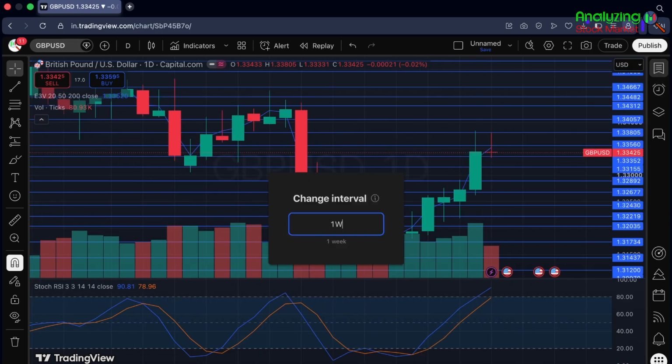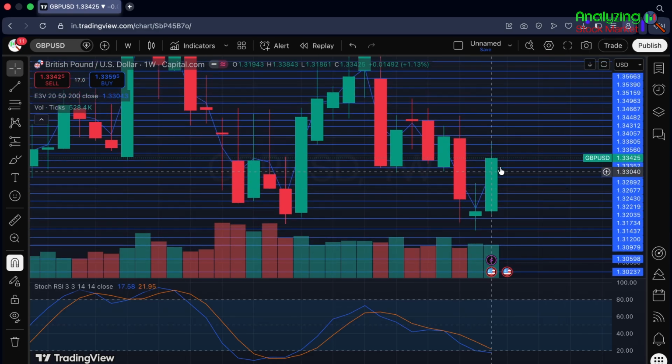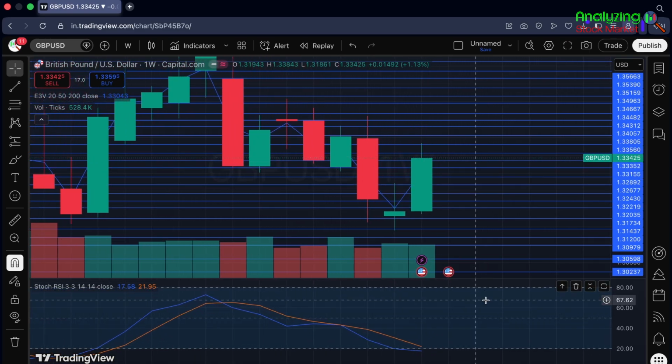So let's check the weekly chart first. Here, this is a weekly chart. In this weekly chart, we can see a good bullish candle with a big body, a tiny lower wick and a small upper wick. The stochastic RSI is at around 17 to 21 level, which is around the borderline oversold area, indicating a positive move.